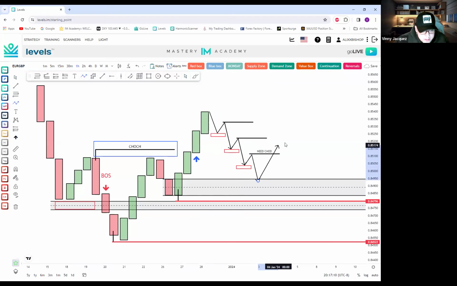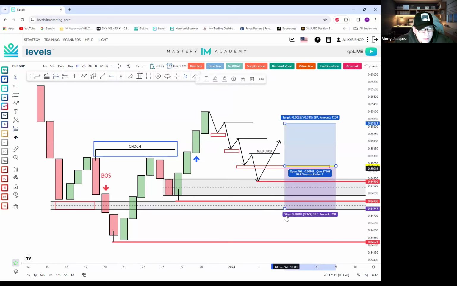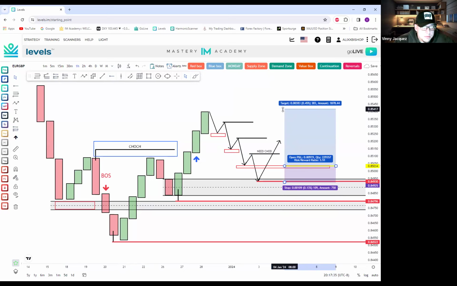Again, we don't have to be the first one in, right? We don't ever have to be the first one in right here, because we don't know if this zone's going to be respected or not. It could be the right shoulder, right? So as soon as we get this change of character, let's go ahead and set it up. Now this is going to be the setup that we use. Boom. Does that make sense?